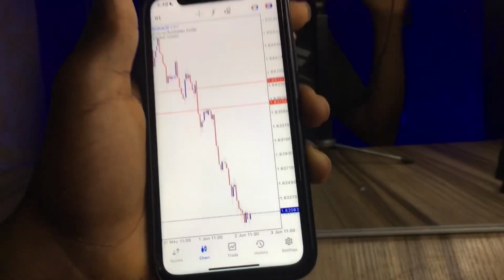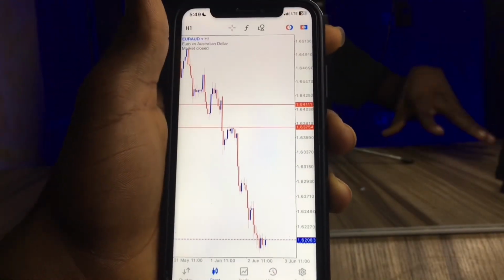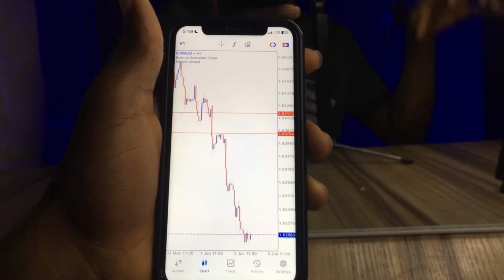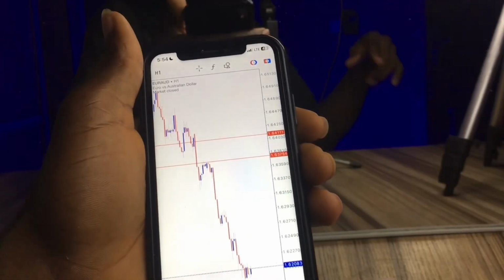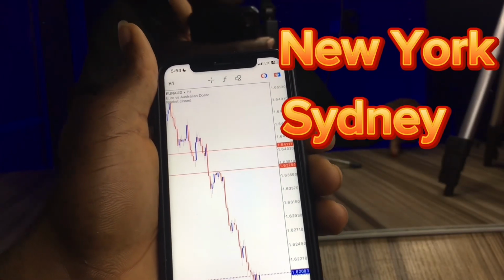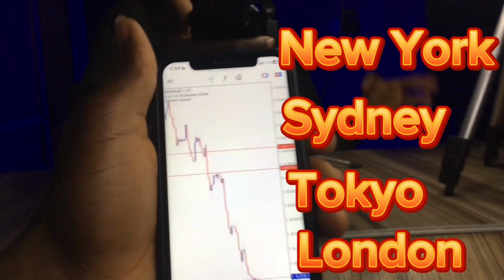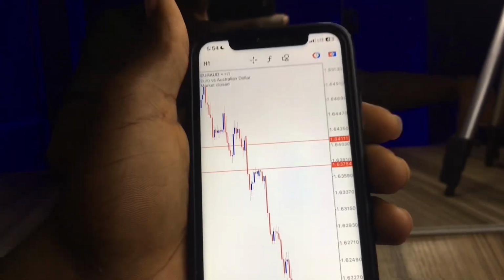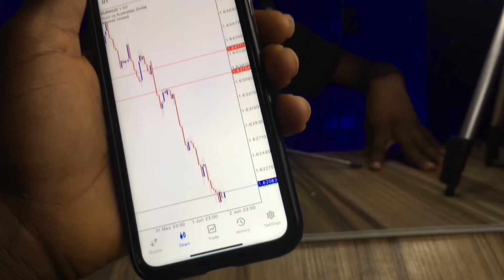Now right now, since we're looking at a currency like Euro USD, we need to take into consideration what part of the world uses Euro. So what I'm going to give you guys right now is the sessions of the major currency pairs. The different sessions in the market are the New York session, the Sydney session, the Tokyo session, and the London session. From these places I mentioned, you could identify their country.